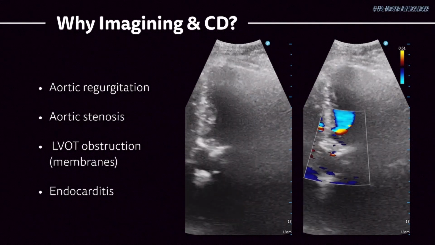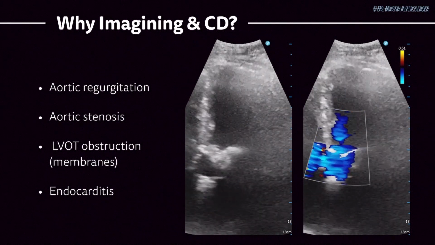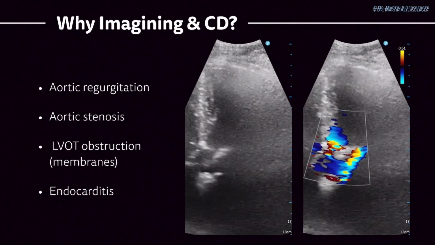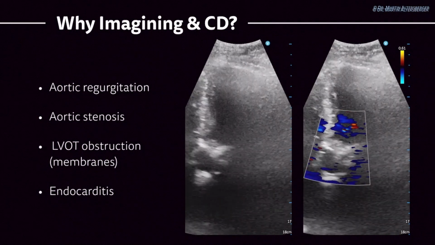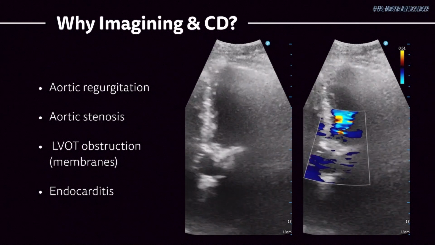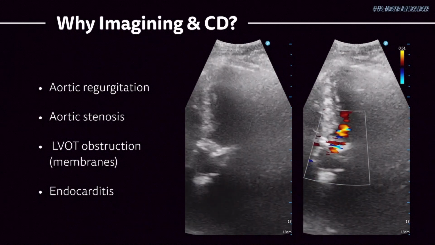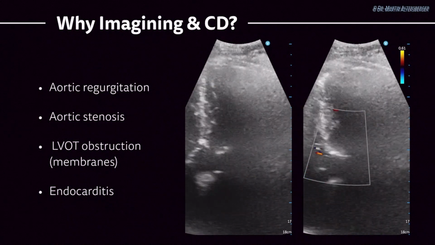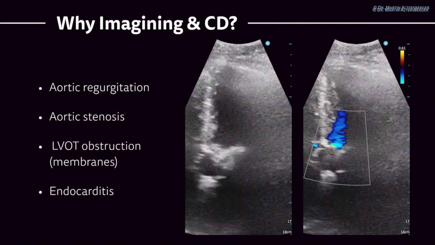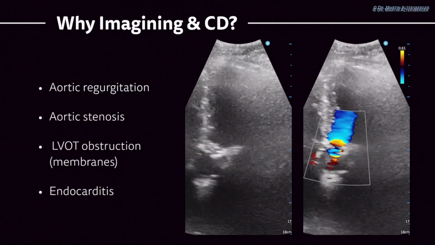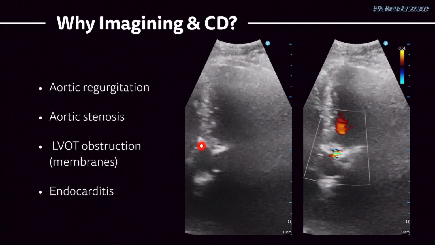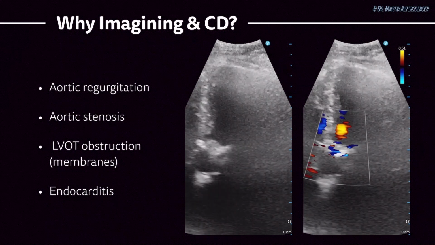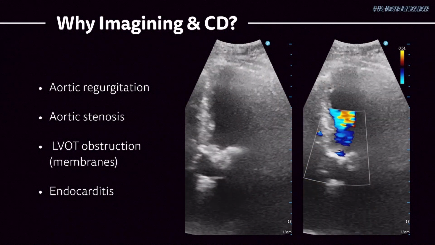Here we have another example of why to use color Doppler in this 5-chamber view. Of course for AR, of course for aortic stenosis, LVOT obstruction, and also membranes are very important. And in this case, this was a point of care imaging device. You do see there's a valvular structure. It's a TAVR, and the leaflets look severely thickened.